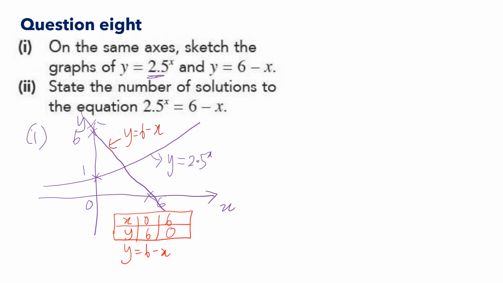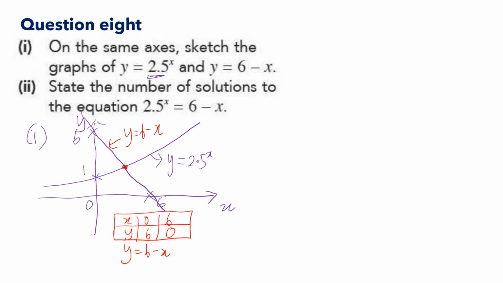Okay, right, so that's part 1, pretty easy. So part 2 is state the number of solutions to the equations. If you look at what you get at part 1, the number of solutions is actually this intersection point here, right? That point will be the solution when you solve 2.5 to the power x equals 6 minus x. But then we can't actually estimate the values. We can estimate the value, but it's just an estimated value, so it's not accurate.